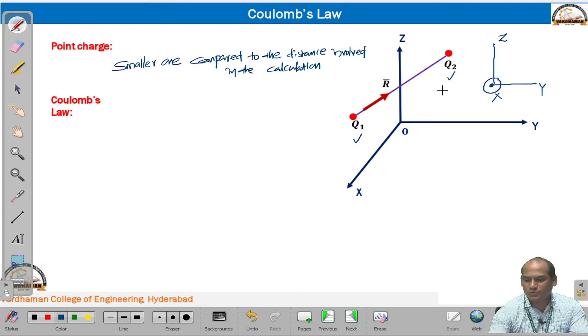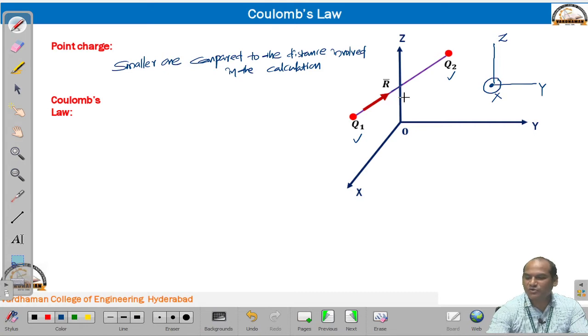On q2, how much amount of force is available due to the point charge q1, that is what we are going to find now using this Coulomb's law. And these two point charges are joined by this line, and the vector which is joining these two is represented with r bar or r12 bar.